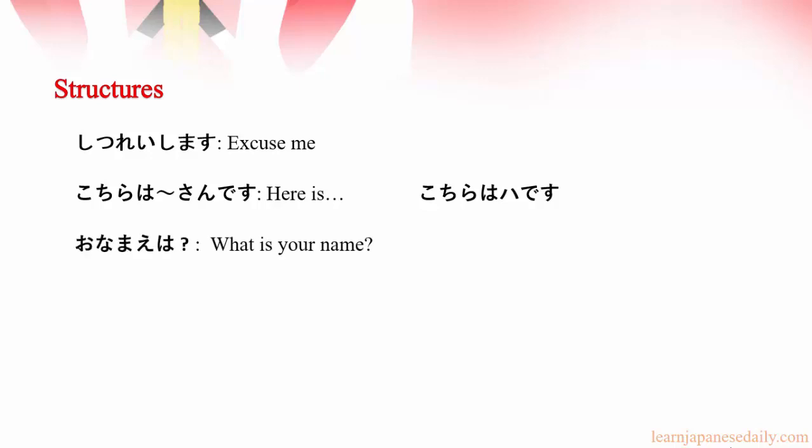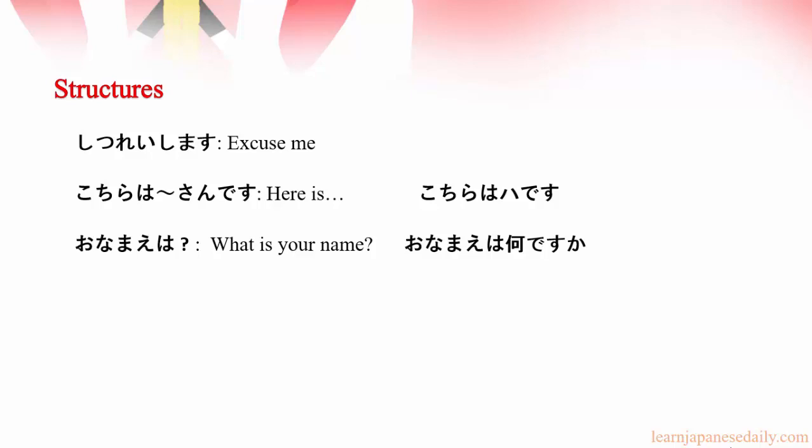When your friend wants to introduce you to them, they will say こちらは〜さんです. For example, my name is Ha. My friend has to say こちらはHaです. Or when you want to ask what's your name, it would be お名前は? This is a short form of お名前は何ですか? 何ですか means what.